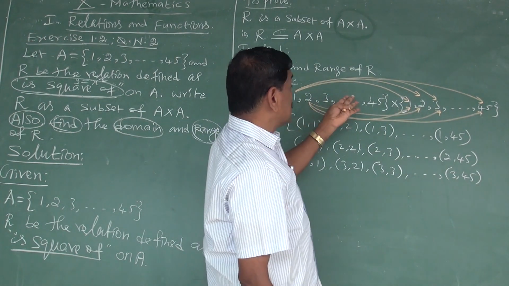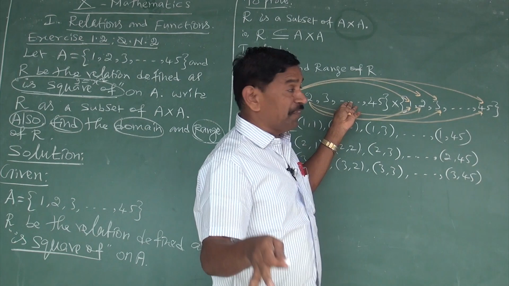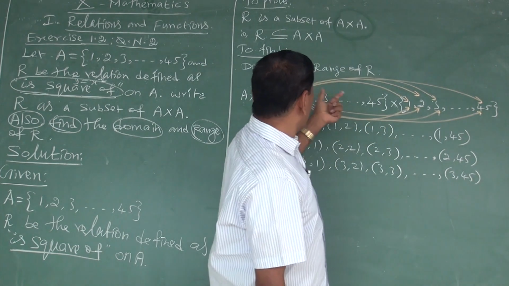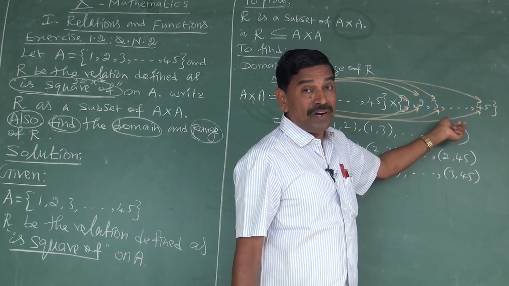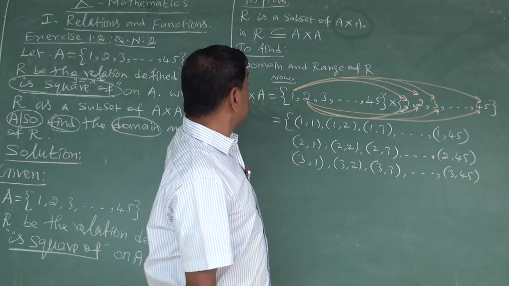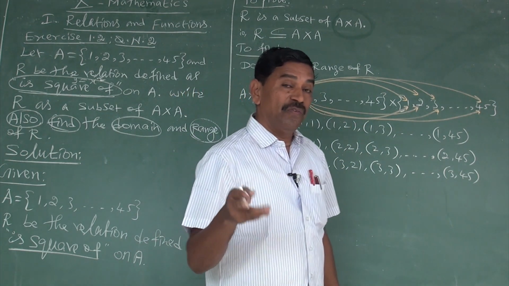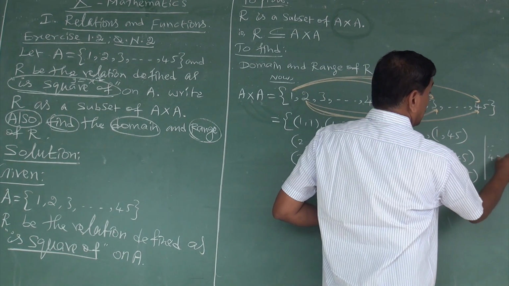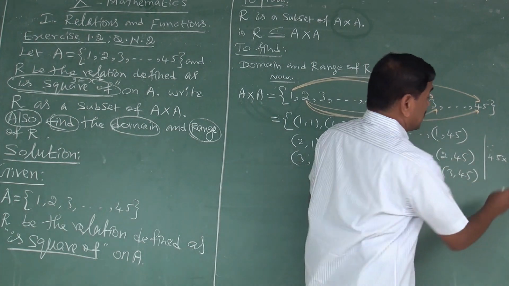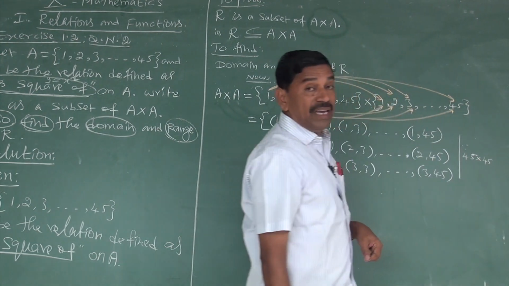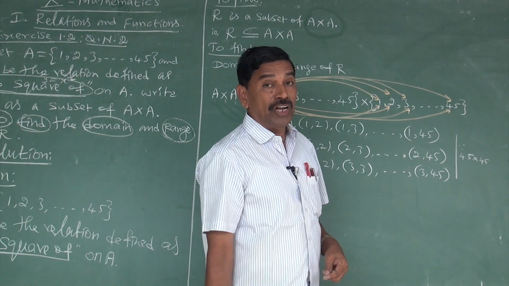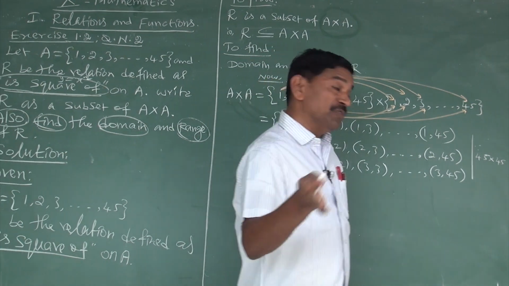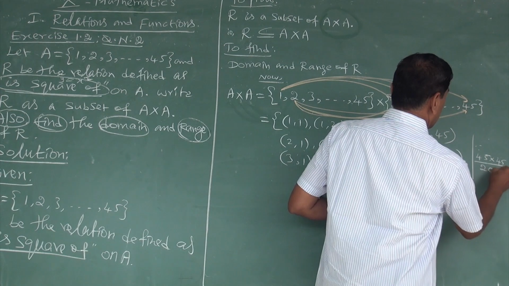Now here the first set contains how many elements? Good, 45 elements. The second set contains how many elements? Good, 45 elements. So n of A equals 45, n of B equals 45. Can you tell me n of A cross A equals, anyone? Very good, 45 into 45. As rough work, A set contains 45, again A set contains 45, so n of A cross A is equal to 45 into 45. What is 45 into 45, anyone? Very good, 45 square equal to 2025.